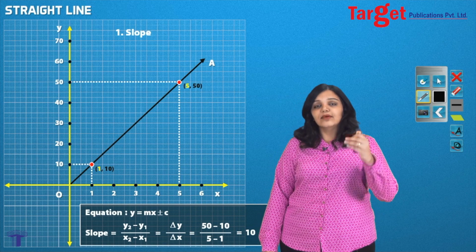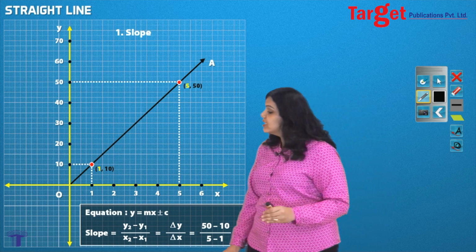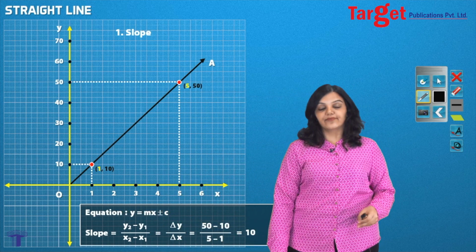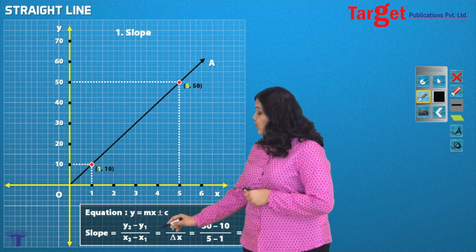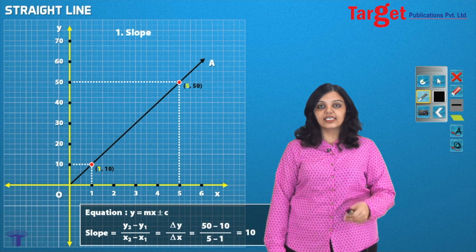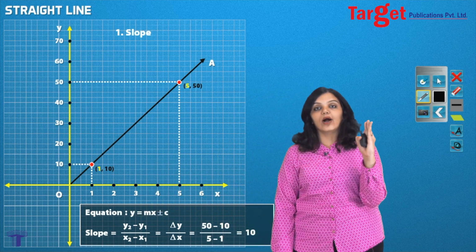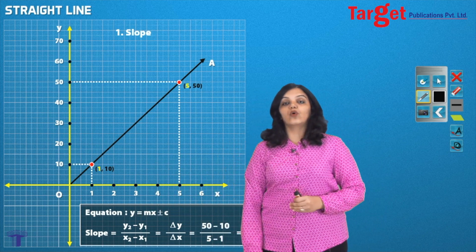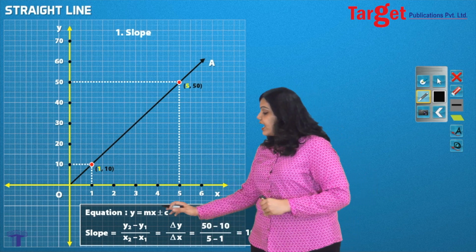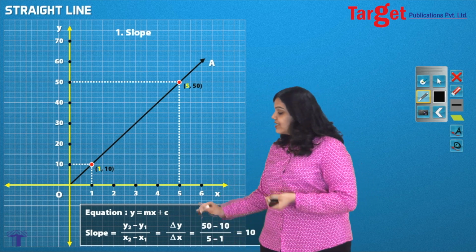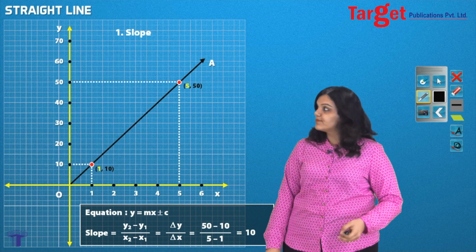The most important thing that I want to revise here is the equation for a straight line. You can see that the equation is y = mx ± c. Just to recap, y is the value of the quantity which is on the y-axis, x is the value of the quantity which is on the x-axis, m is the slope of the graph, and c is the y-intercept.